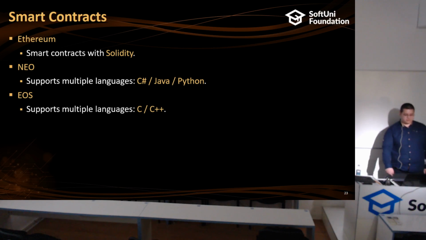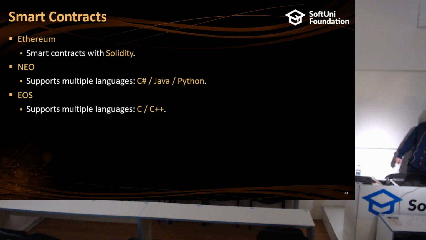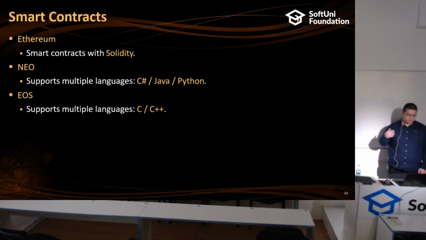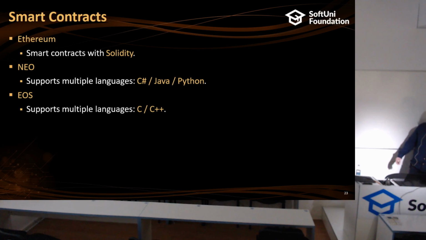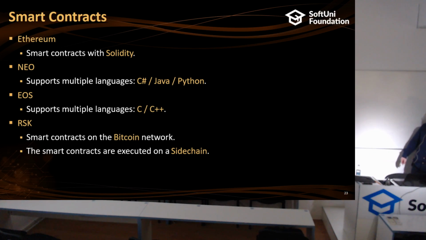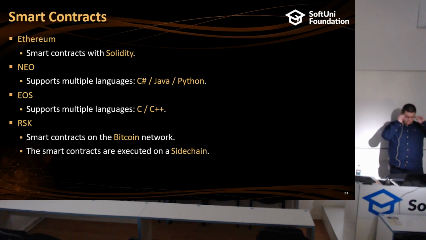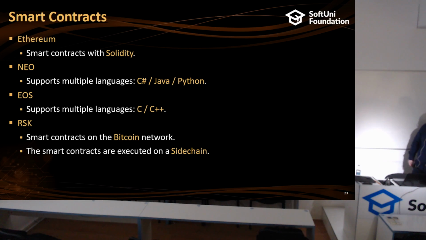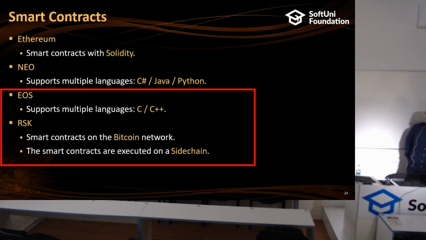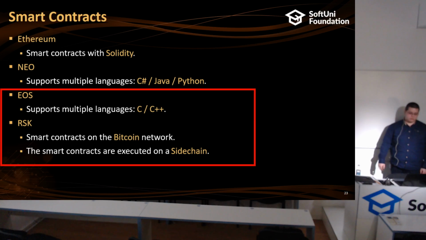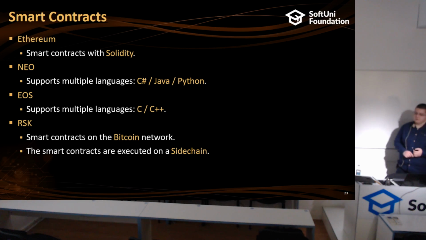And there are some other networks that are going to support smart contracts that are interesting, and one of these projects is EOS. It supports multiple languages again. The other project is RSK. RSK is promised to support smart contracts on the Bitcoin network. It will do so with a sidechain basically, and these two are still in development. I think EOS has a beta, I'm not sure. So we are not really going to talk about them in the next slides, and we are going to focus mainly on Ethereum as it is the biggest one.